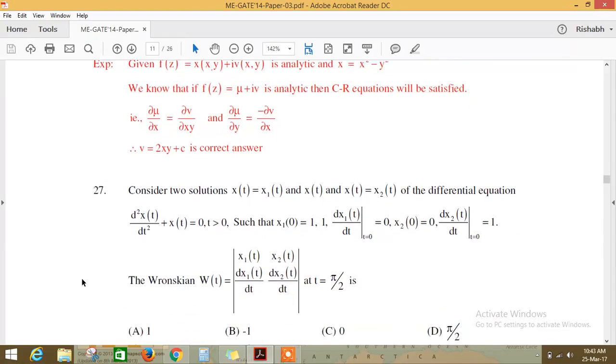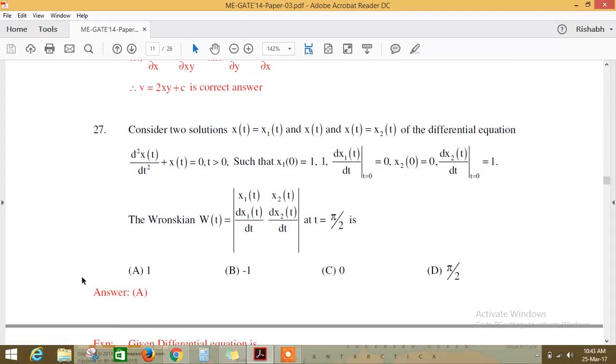Let's see the next question. Consider the two solutions x1(t) and x2(t) of a differential equation, such that x1 of 0 is 1 and dx1 by dt at t equals 0 is 0, x2 of 0 is 0 and dx2 by dt at t equals 0 is 1. You have to find out the Wronskian basically.